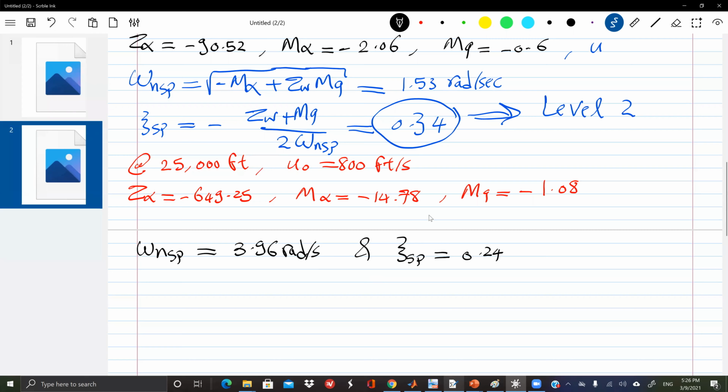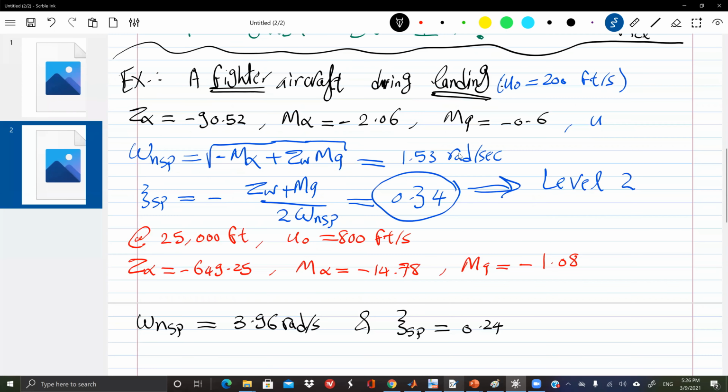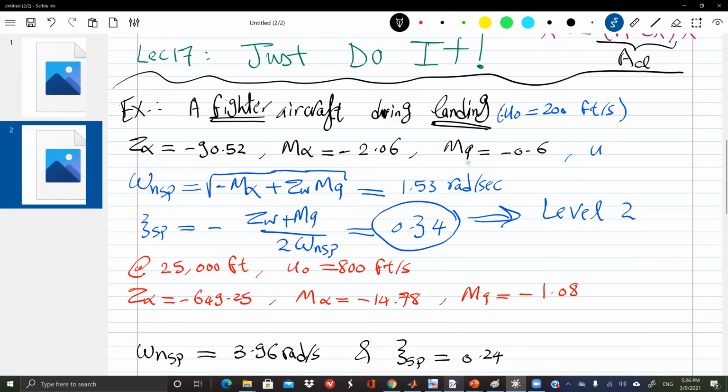So it's interesting here. Why? Because look at this. What is MEQ? Again, the final is next week. What is MEQ? Anybody can tell what's MEQ? Pitch damping. Very good. This is pitch damping. And you look here, it's 0.6. Now it's 1 point something. So it's almost double kind of thing.